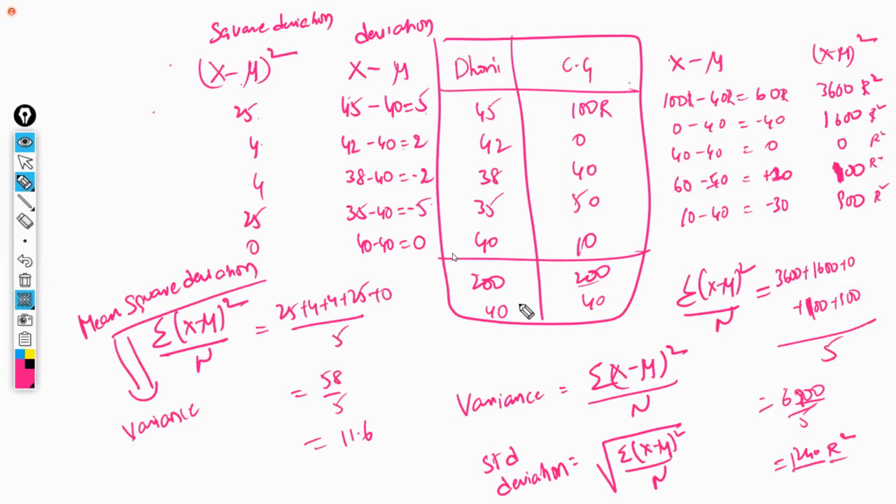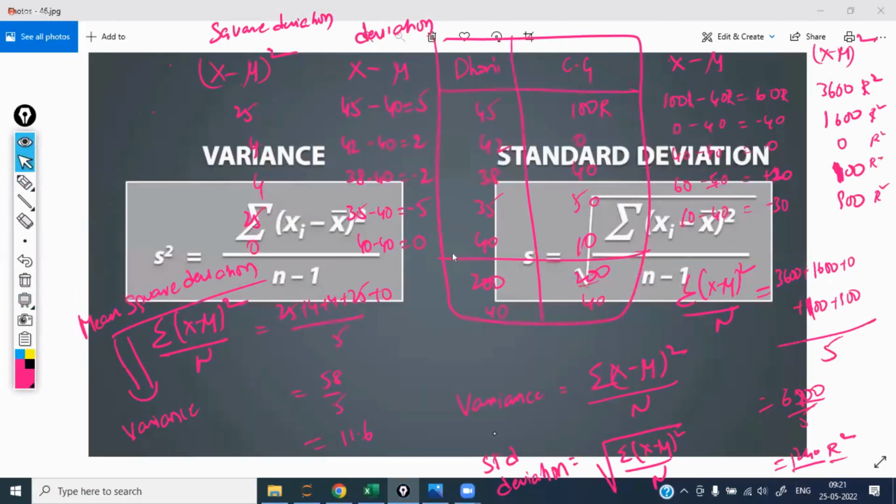Square root of variance is called standard deviation. Is that clear, guys? Can I erase? Before erasing, are there any questions? Online people and offline.